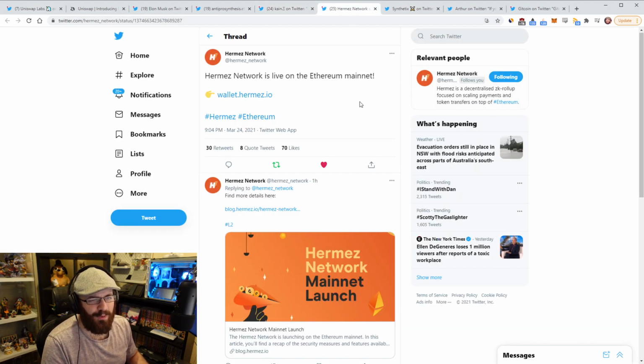So Hermez Network, I've spoken about this team before. They're a layer 2 team, basically doing ZK rollups focused on payments. So essentially, an alternative to ZK Sync, which you all would have probably used in Gitcoin during the latest matching round. So they're live on mainnet today.